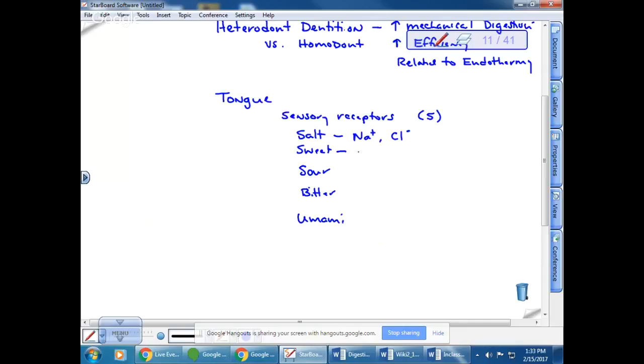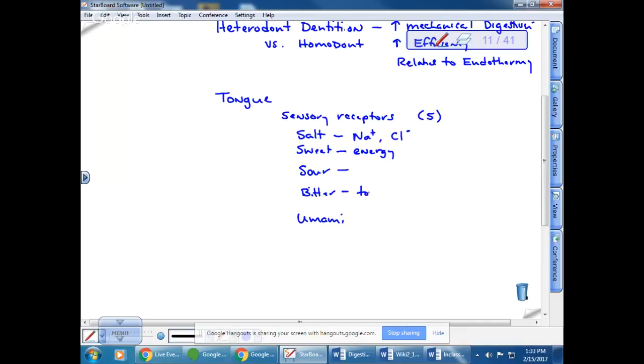So sweet is energy. So if you don't eat for long periods of time, you're going to crave sweet, right? Because you're going to be running low on energy. What do you think our ability to detect sour is? No, bitter is. So we'll put that down.